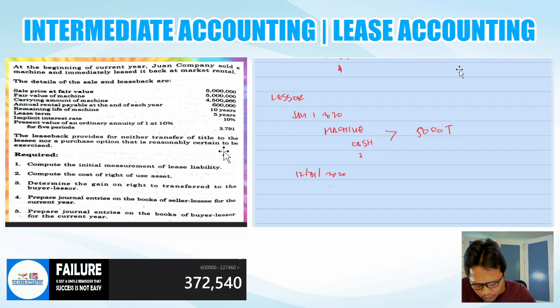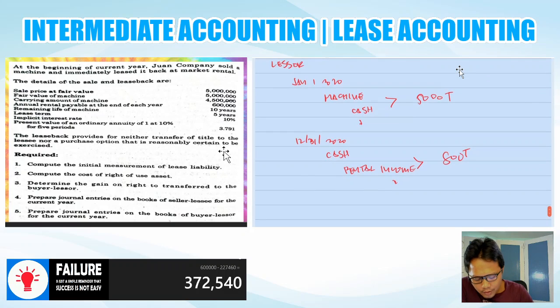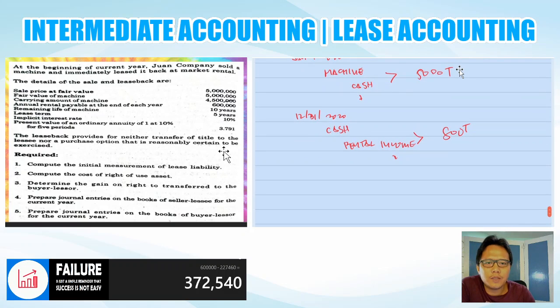So that is debit cash, credit rental income at 800,000. Okay? Then your depreciation of the machine, which is basically divided by 10 years. So 5 million divided by 10 years. So that is 500,000.